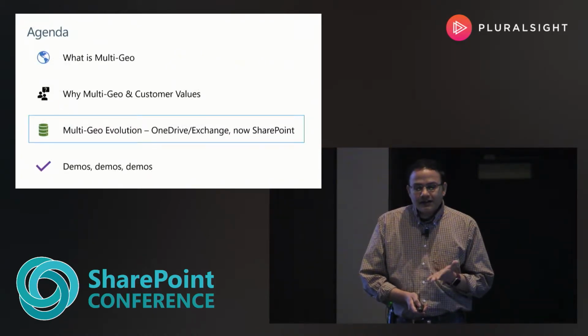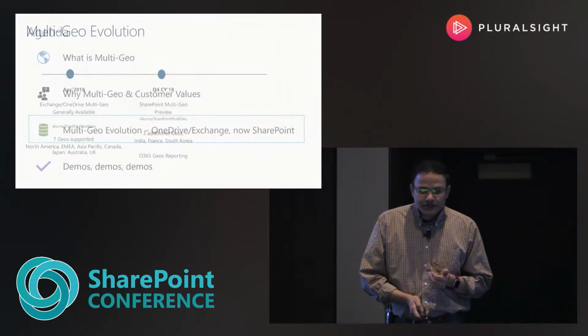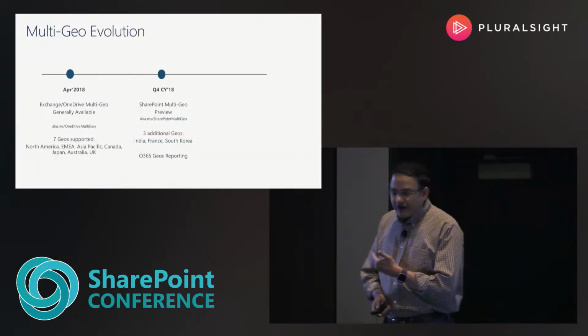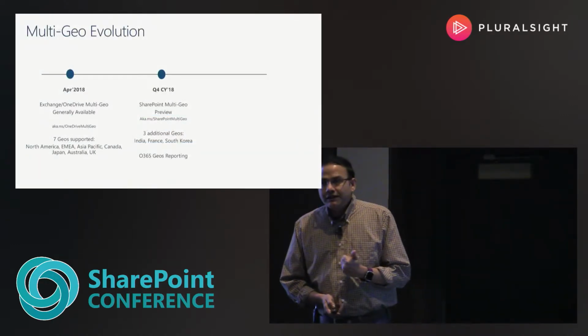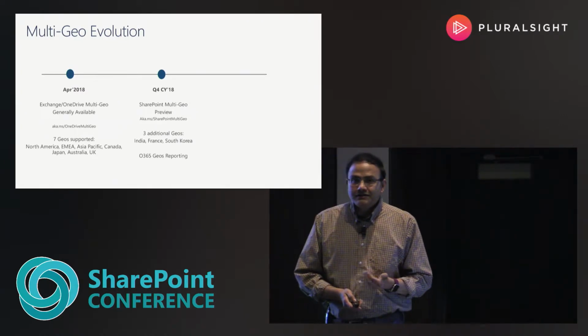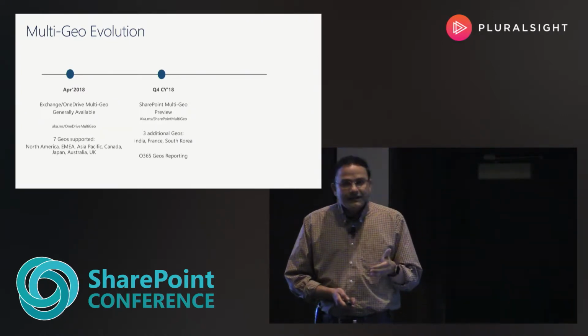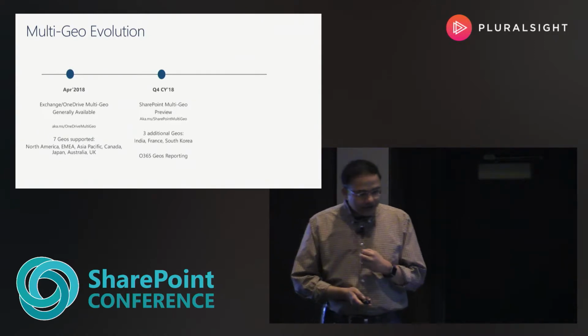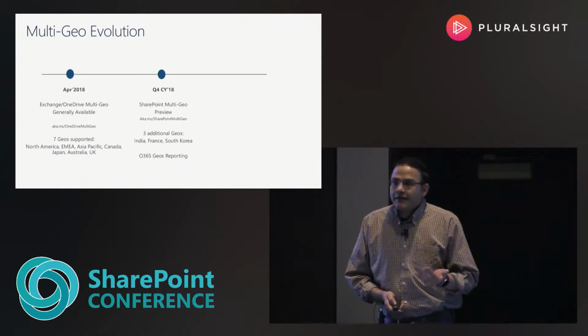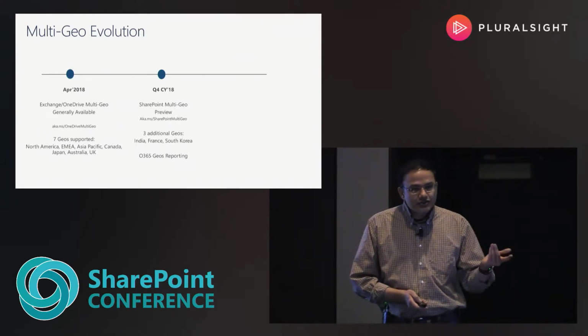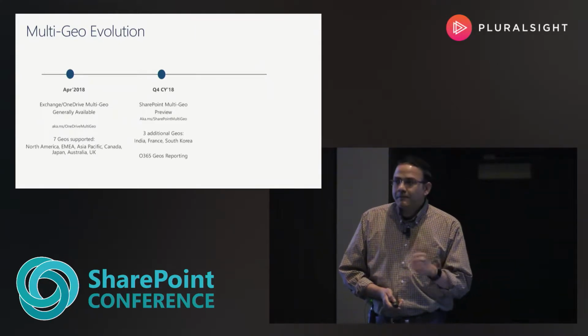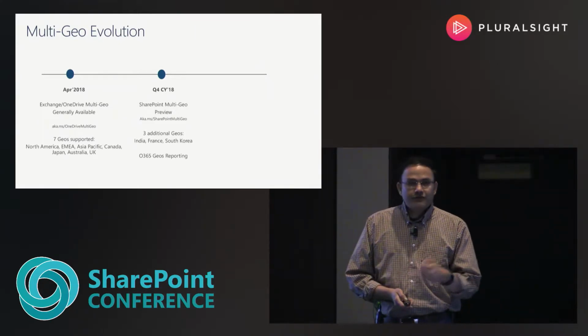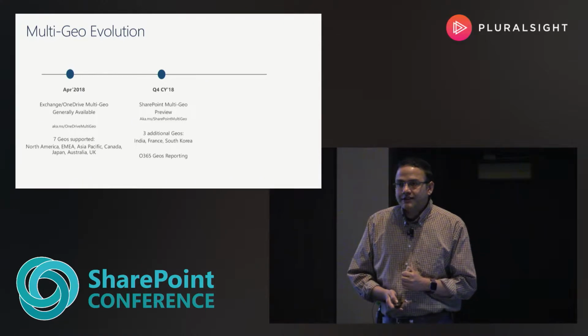Now let's dive into the evolution of multi-geo. So we announced OneDrive and Exchange multi-geo general availability back in April 2018, almost a year ago. And at that time, we had 7 geos supported, namely North America, EMEA, Asia Pacific. Those are the 3 regions. And then we had Canada, Japan, Australia, and UK. Those are the 4 countries that we supported at that time.